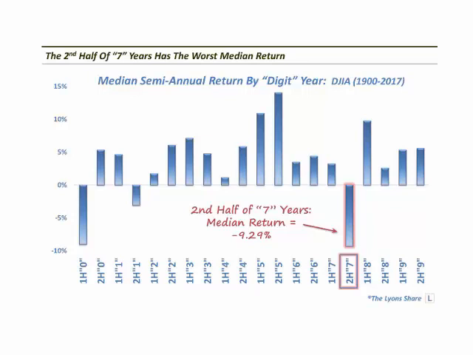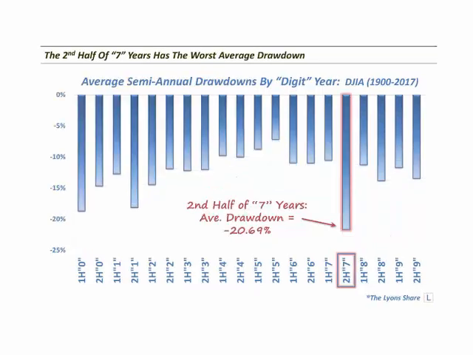Okay, the worst 6-month period of any decade. This is where we are right now. This is the median return. The average drawdown is a whopping 20.7%, as shown here, also the worst of the decade.